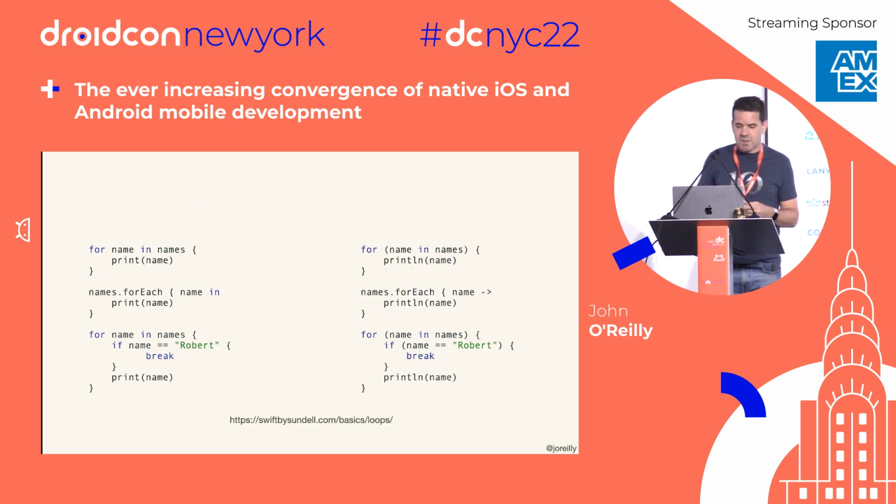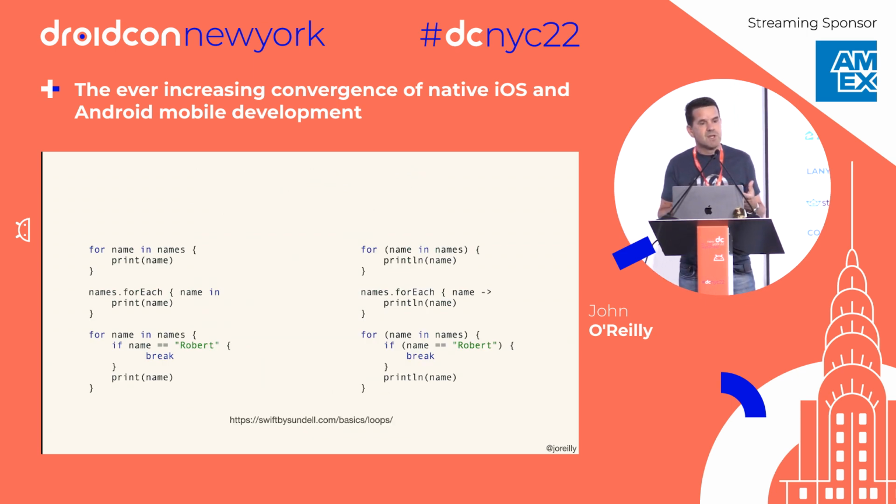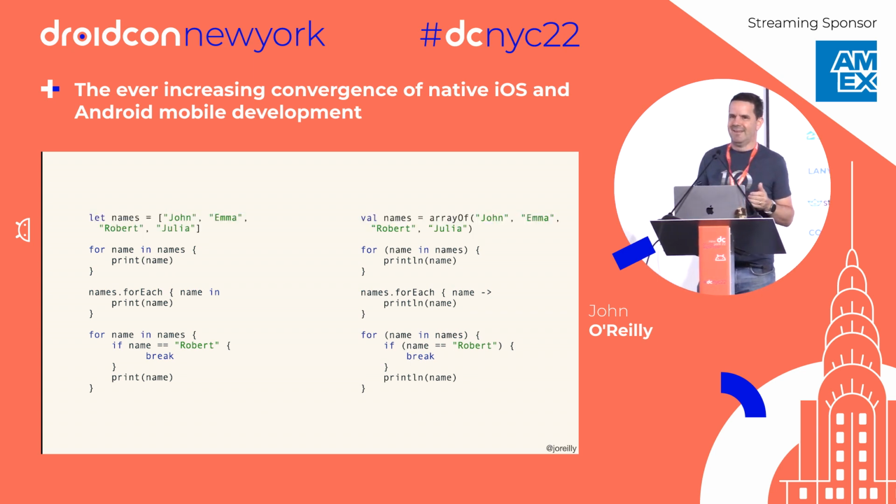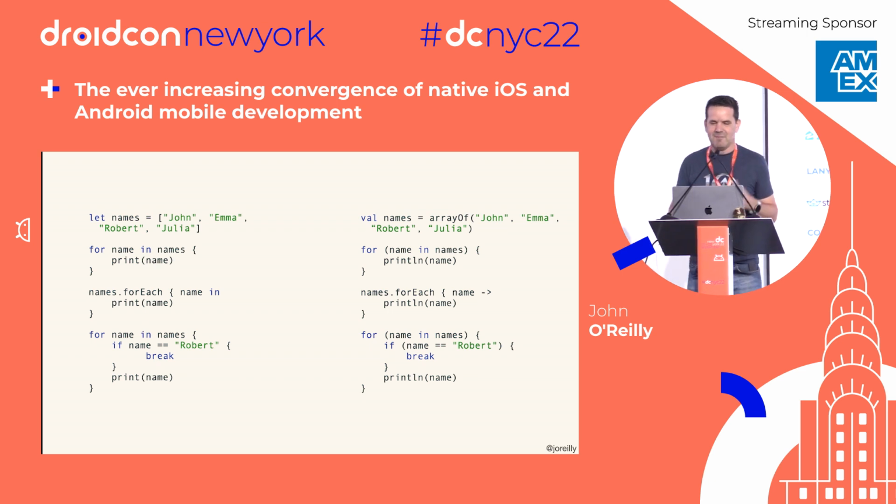So John Sundell wrote this article about different ways of iterating over Swift collections. And I thought it would be interesting to see what the Kotlin equivalent would be. So if we look at the first few examples from the article, probably won't take people too long, but at a glance can spot which is Swift and which is Kotlin. Yeah, exactly. And if we add in array declaration, it's a little clearer which is which.